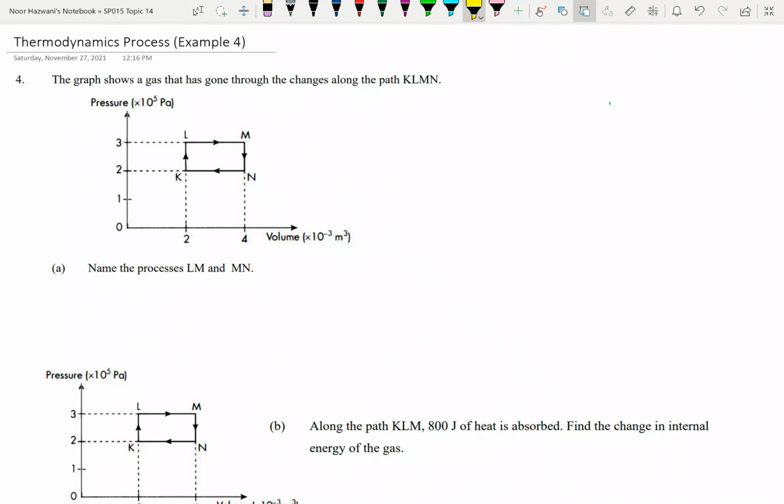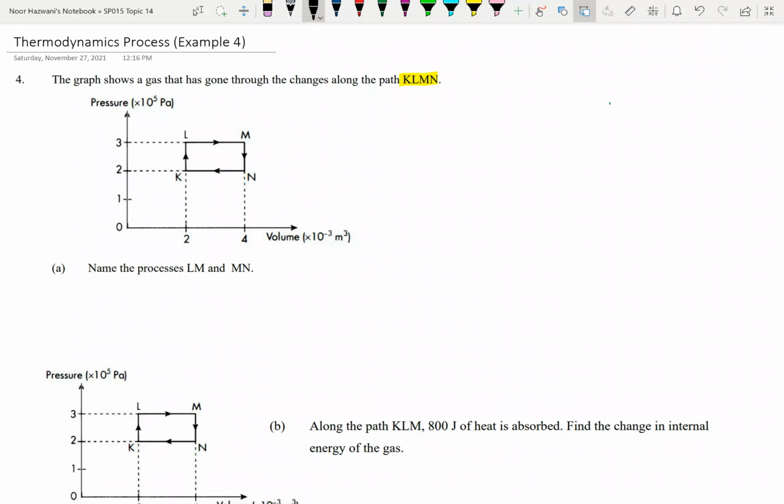So welcome back. Let's proceed our discussion on example 4 for topic 14. The graph shows a gas that has gone through the changes along the path K, L, M, and N. Okay, so the first part asks for naming the process for LM and MN.